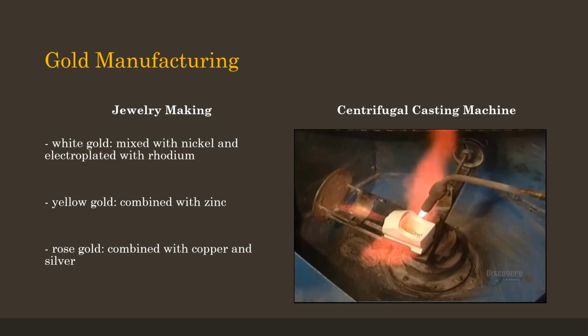White gold being a mixture of gold and nickel and electroplated with rhodium. Yellow gold is a combination of gold and zinc, and rose gold is the combination of gold, copper, and silver. For the method of casting, many jewelry makers utilize a centrifugal casting machine, where the molten metal is spun around a circular axis balanced by a counterweight.